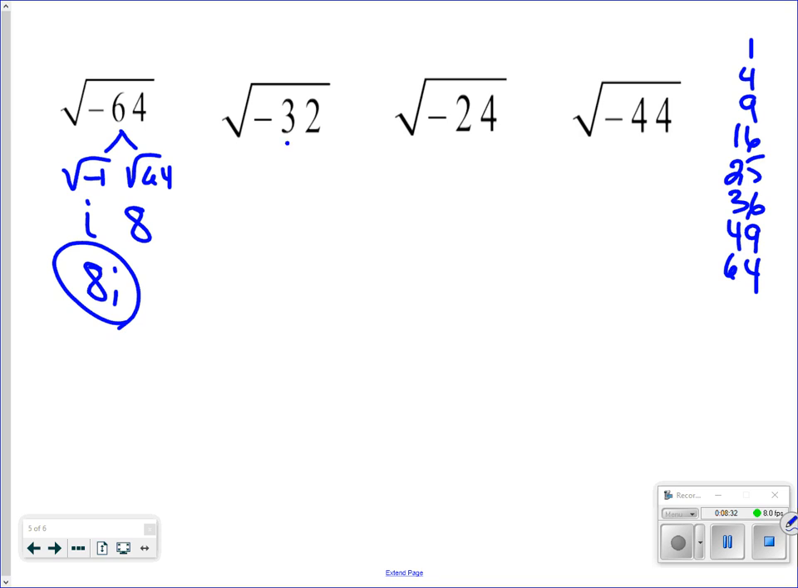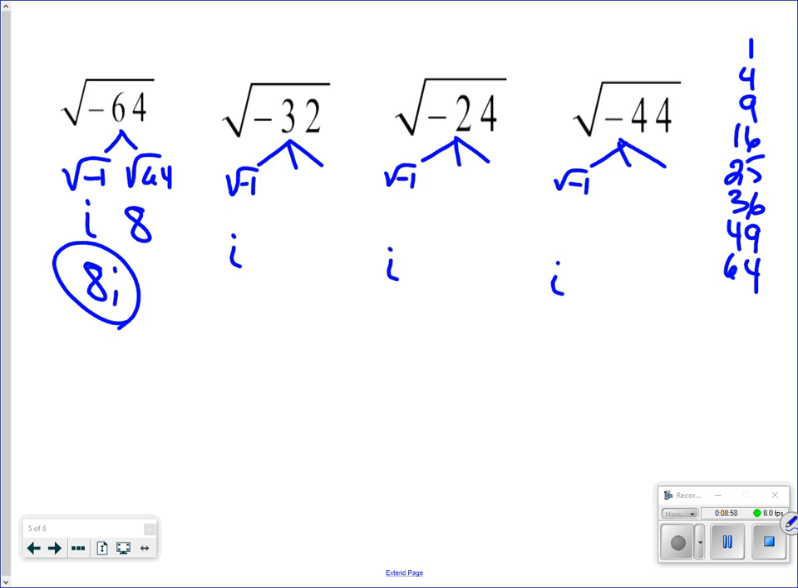Negative 32, 3 branches, negative 24, 3 branches, negative 44, 3 branches. What's the first branch in every single one of those going to be? Negative 1, negative 1, negative 1. What's the answer for the square root of negative 1 every time? i.